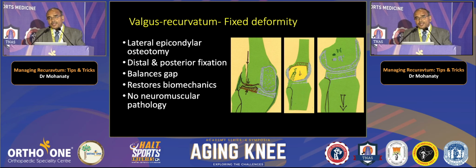So if there is a genu recurvatum with a fixed deformity, there you can do a lateral epicondylar osteotomy and shift it a little distally and do a posterior fixation that balances the gap and restores the biomechanics of the knee. Of course, this procedure should not be done in the presence of a neuromuscular pathology.